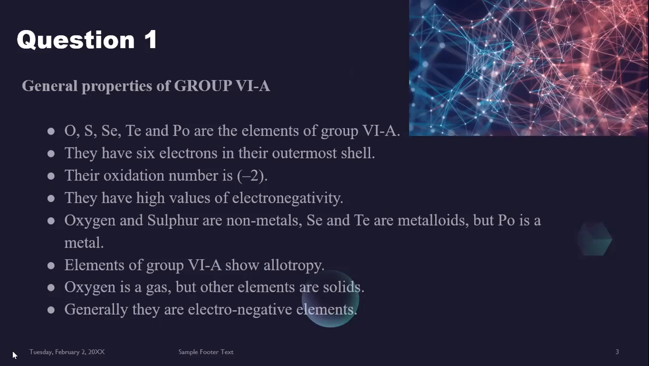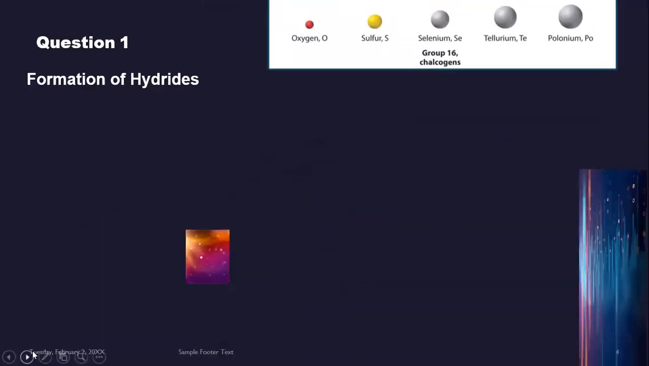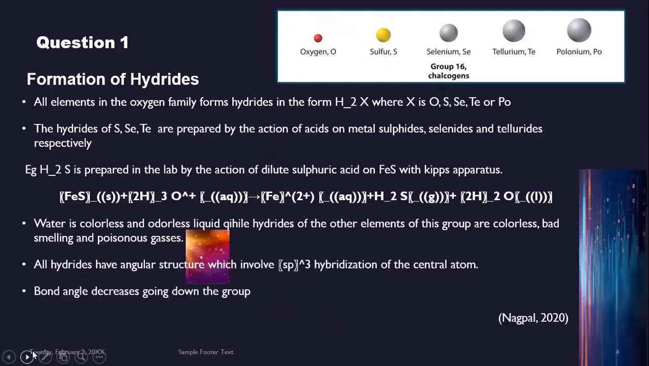Hydrides are formed when the elements react with hydrogen, and all elements of Group 6 form hydrides when H2 reacts with any of the elements. For example, H2 reacting with oxygen would give us water. H2 reacting with sulfur would give us hydrogen sulfide.